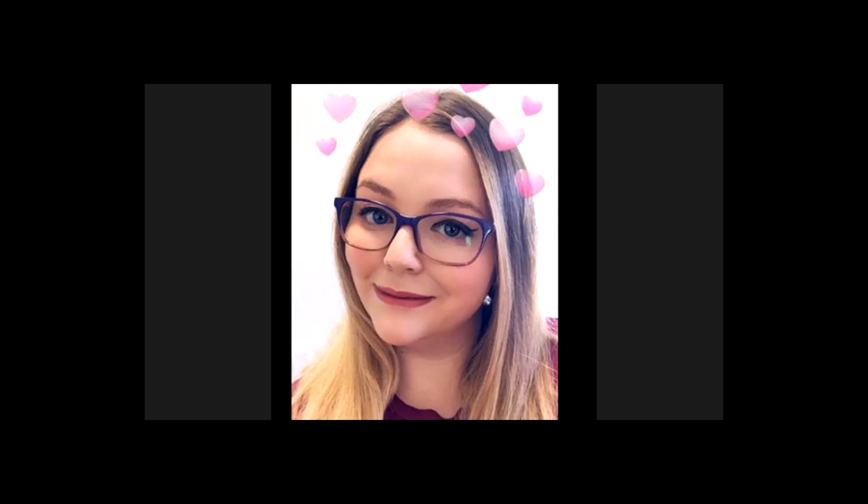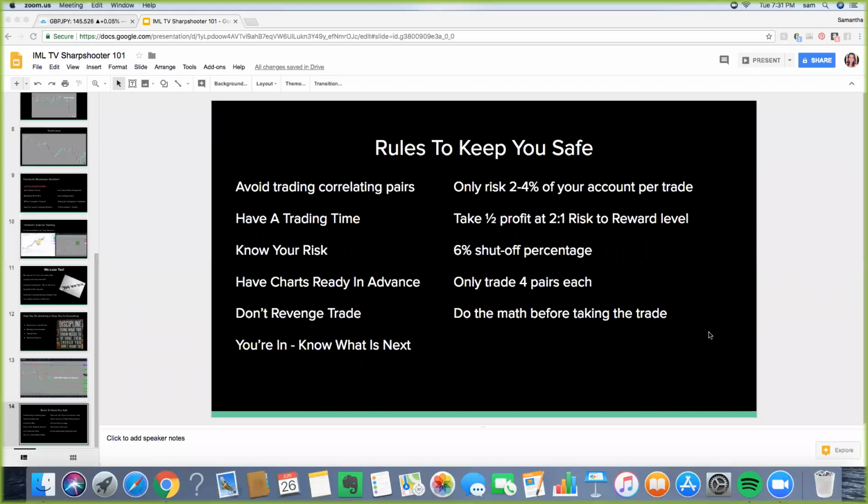So we're going to talk a little bit more about risk management, because I know everyone kind of struggles a little bit at first when it comes to risk management and their rules. These rules right here are rules that Chance and I have in place, that we do not break, or we have to do our punishment that we each have for ourselves. These are the majority of our rules right here, and I'll go through and talk about each and every one. So the first one is to avoid trading correlating pairs.